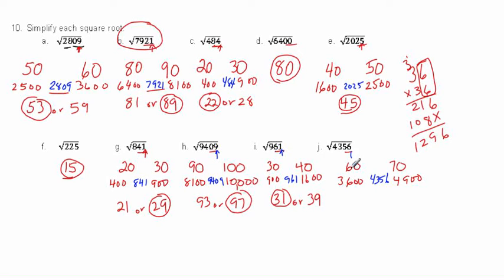Ends in a 6. So what times what gives us a 6? Well, that would either be a 6 or a 4, right? Because 4 times 4 is 16. So in this case, it can end in a 4 or it can end in a 6. So these are really close.